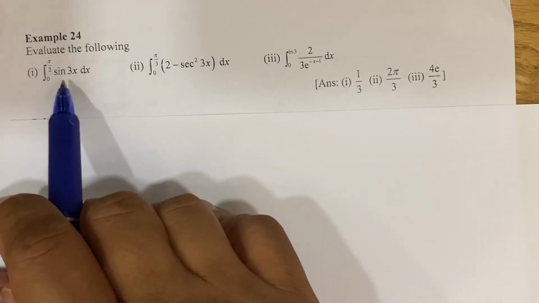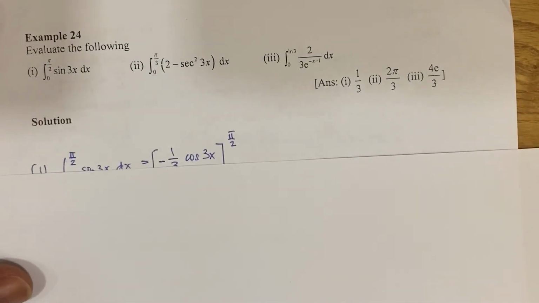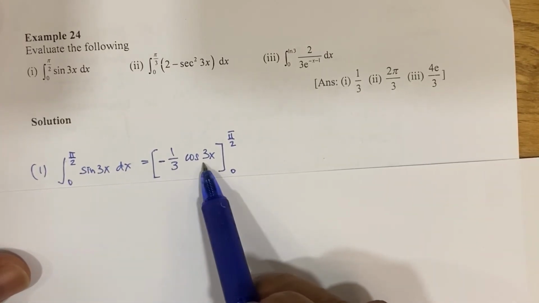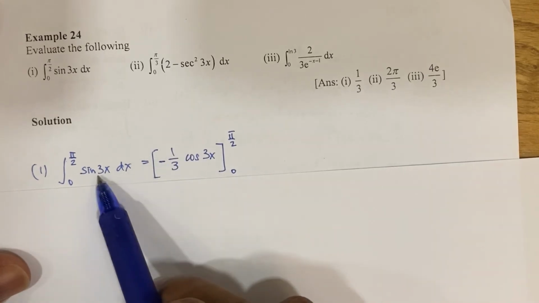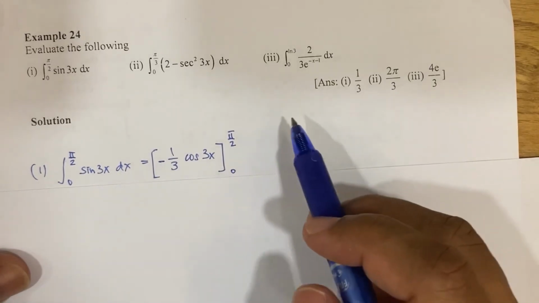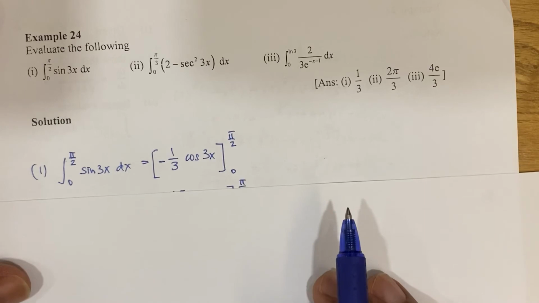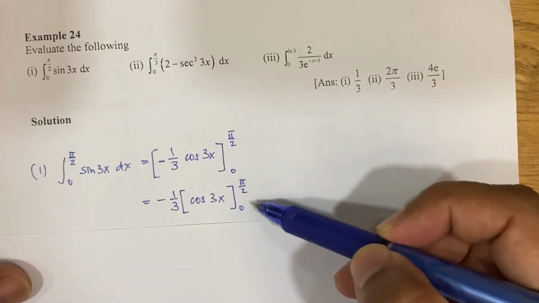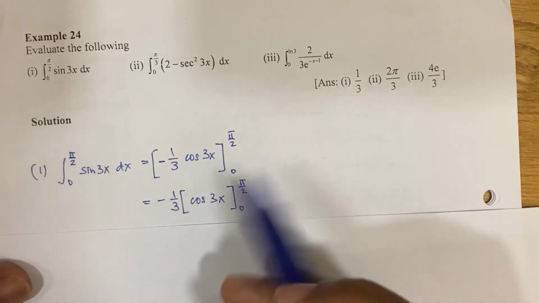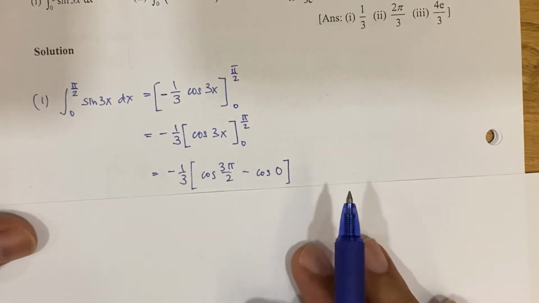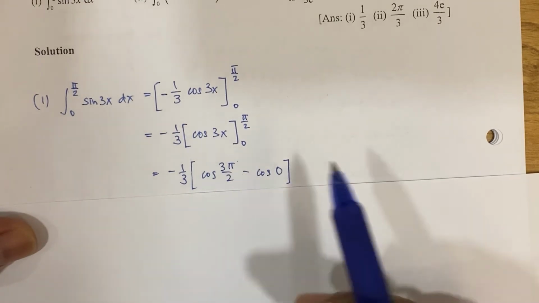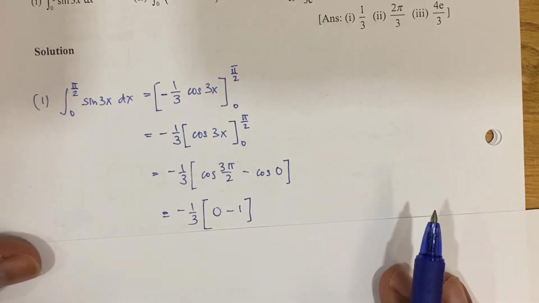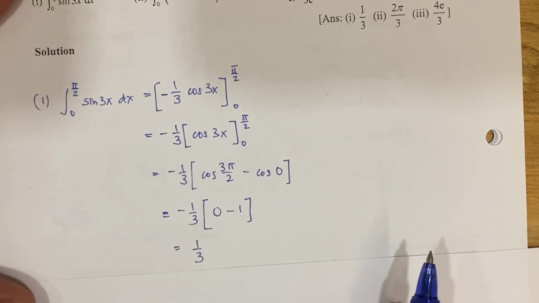Now example 24. You're going to integrate a trivial function here. Not to worry. Remember that the integration of sine is negative cosine, and there's a 1/3 here because this is 3x. Then we just evaluate this function from 0 to pi over 2. I'm going to take out the constant multiple, negative 1/3. Now cosine 3 pi over 2 is going to be 0, and cosine 0 will be 1. When you simplify, you're going to get 1/3.